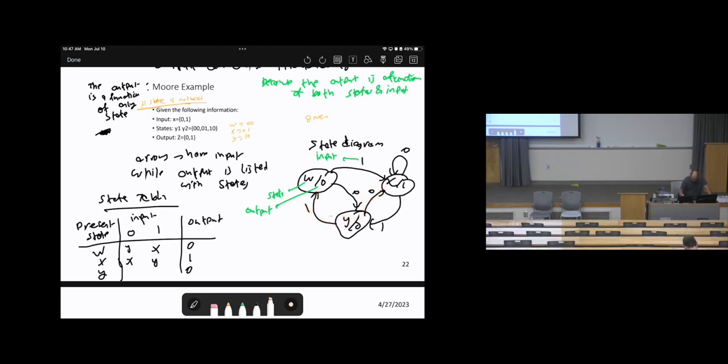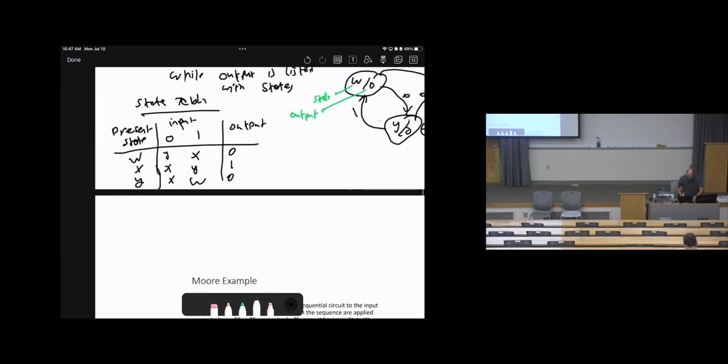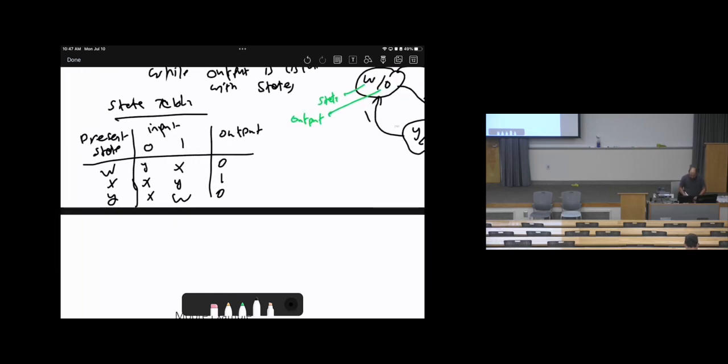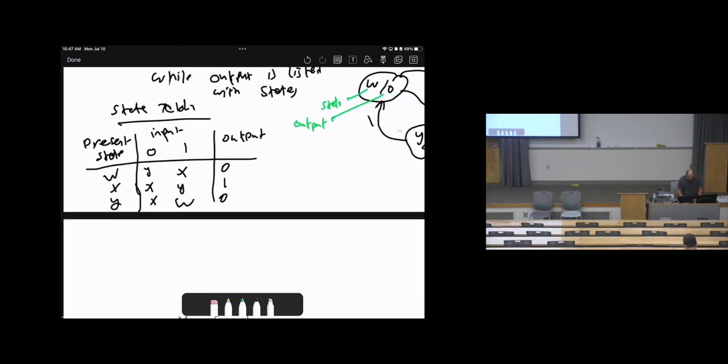If it is 0, we will go to X. If it is 1, we will go to W. Then that's it. Okay? How can we make the opposites? Let's assume that we have the state table and we need to draw the state diagram.